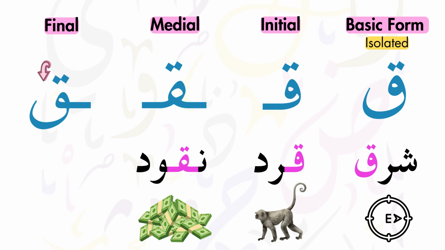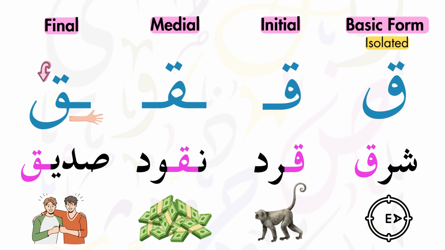Then, the last one is the final form, which is similar to the basic form, but it has one hand from the right in order to be attached to the previous letter, as in the word صديق, which means friend.